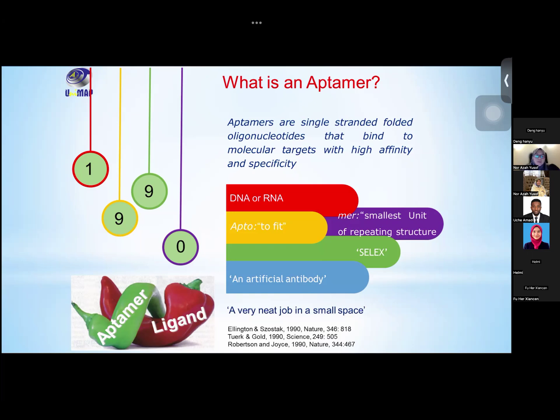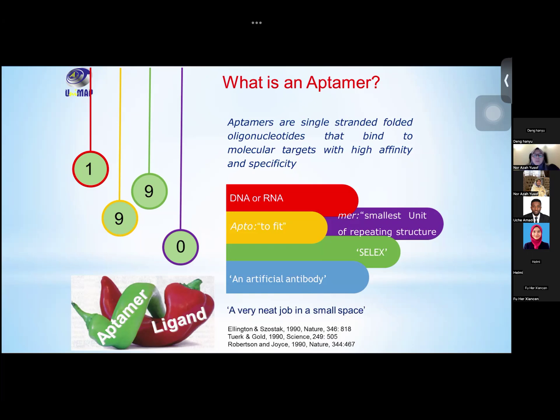So antigen is defined again similarly. It can be virus, it can be bacteria, it can also be protein. Not necessarily the whole bacteria or the whole virus, but it can be a small protein. Right. So what is aptamer?